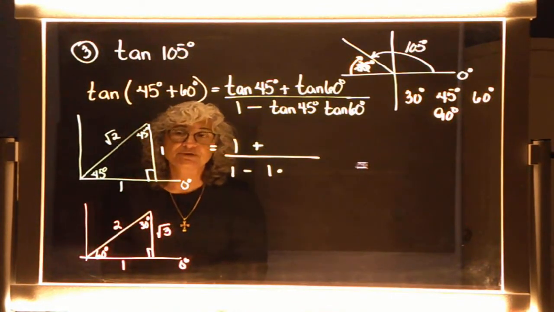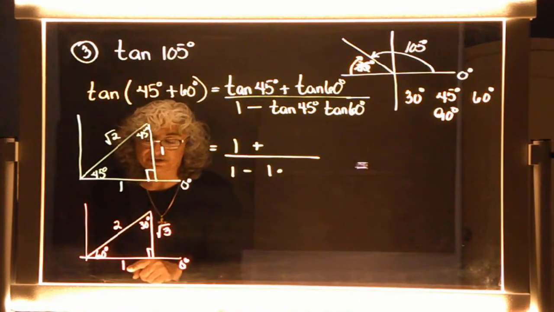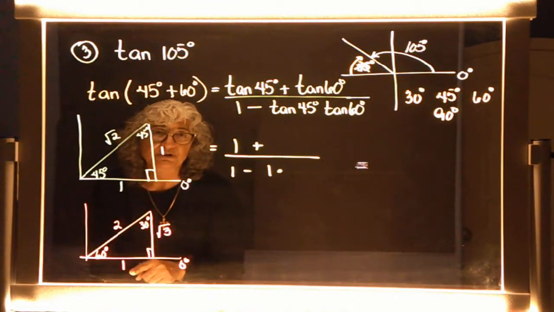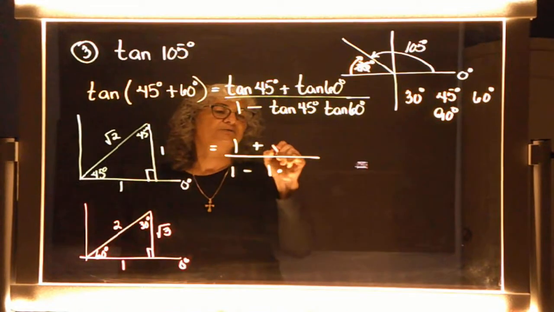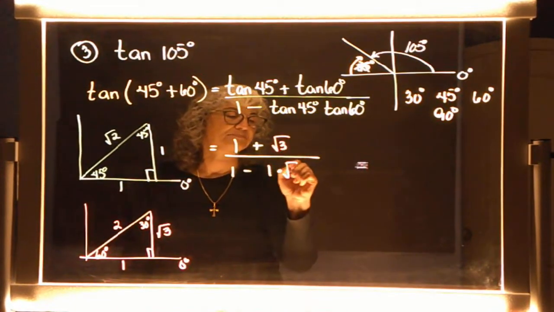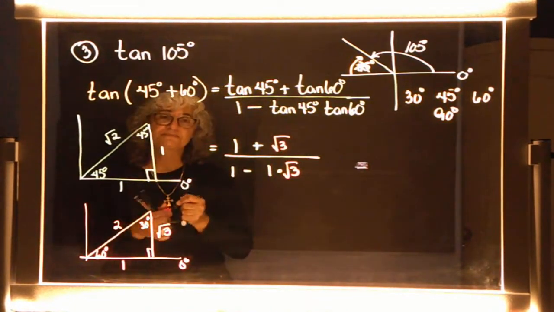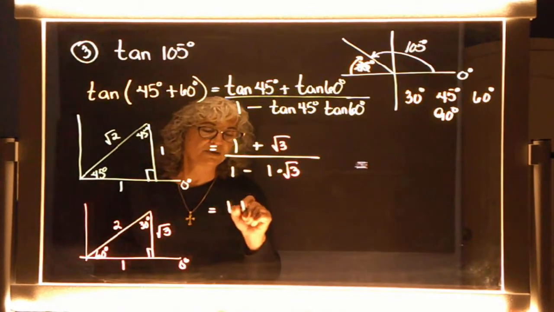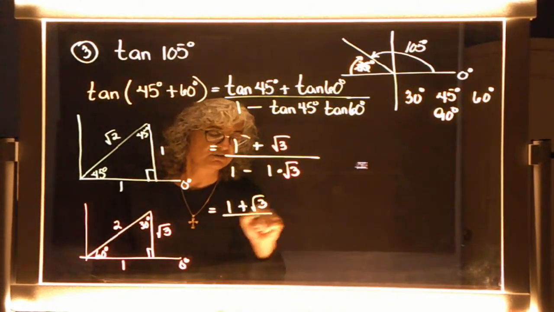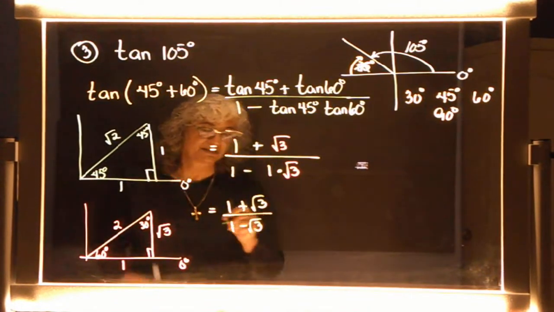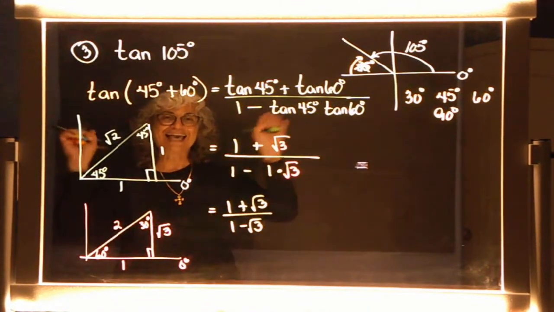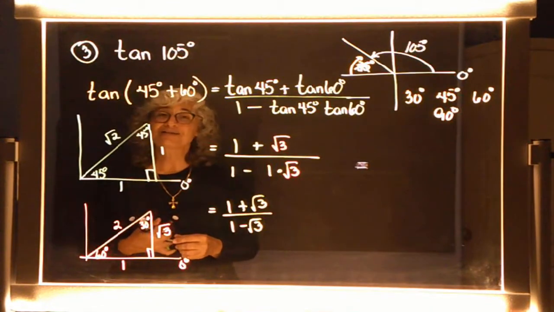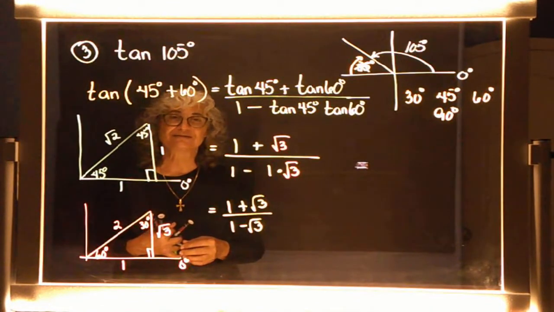Now remember, I'm talking about tangent, which is y over x. So square root of 3 over 1 is, good, square root of 3. Cool? All right, so it looks like we have 1 plus square root of 3 over 1 minus square root of 3. And you're like, yay, done. That was quick. It was quick, but no, you're not done.